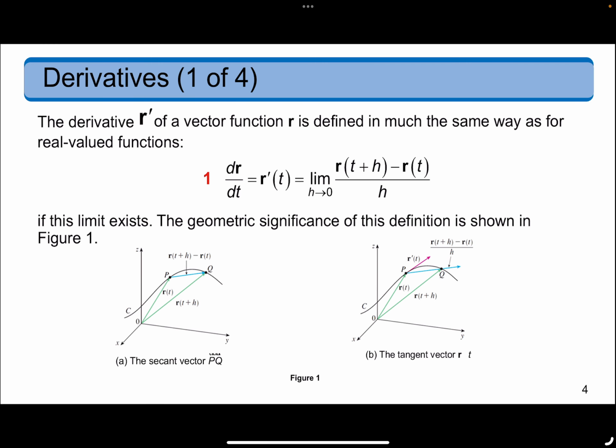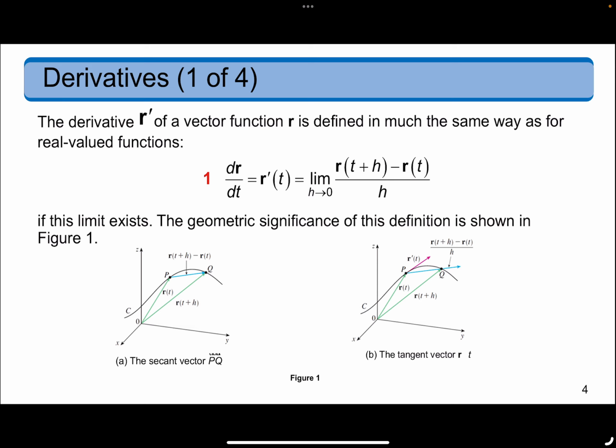The derivative r prime of a vector function r is defined in much the same way as for a real valued function. That is, dr over dt, which is r prime of t, is the limit of r of t plus h minus r of t all over h, evaluated as h approaches 0, if this limit exists. So the geometric significance of this definition is shown in the figure.